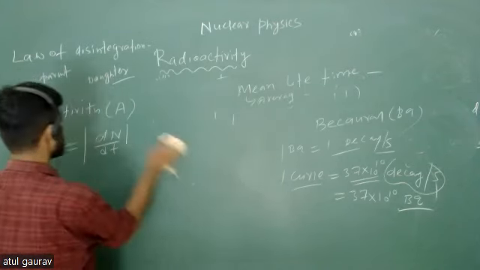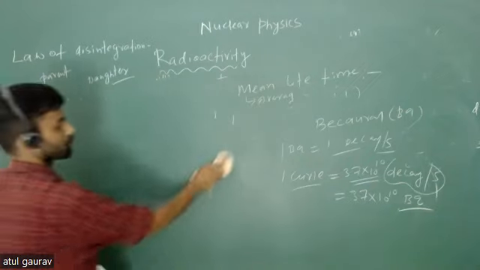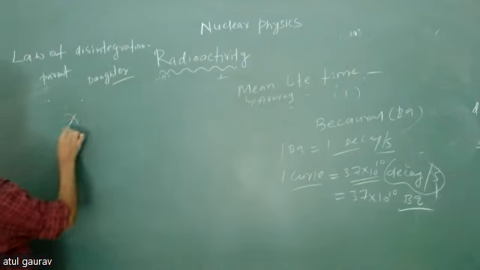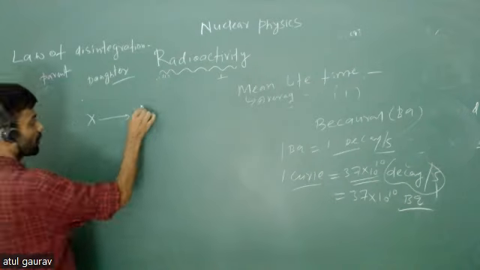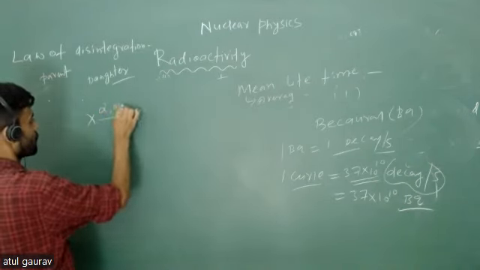Now, radioactive branching. What is radioactive branching? Suppose you have, see, in most cases a parent nuclei decays to a daughter by only one process, either alpha or beta or gamma, right?